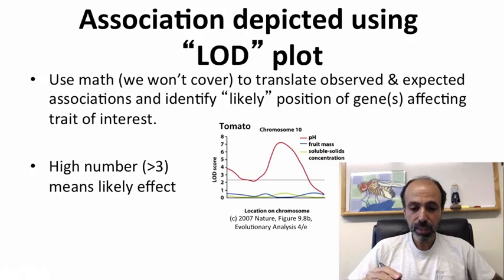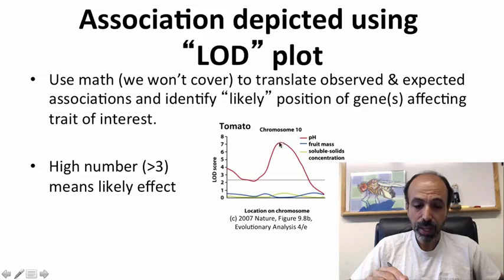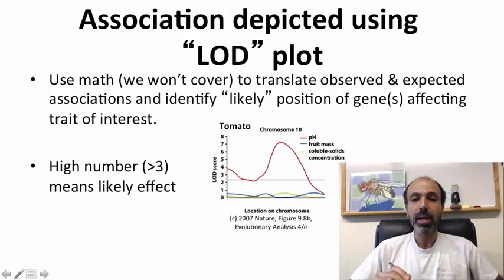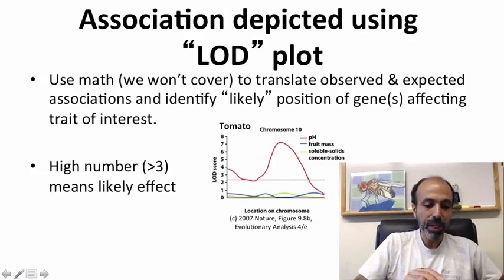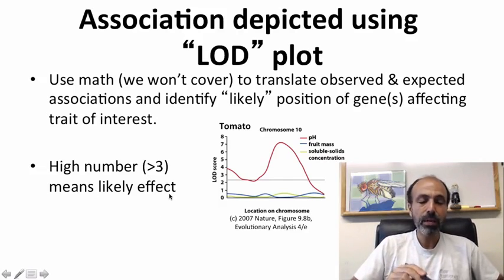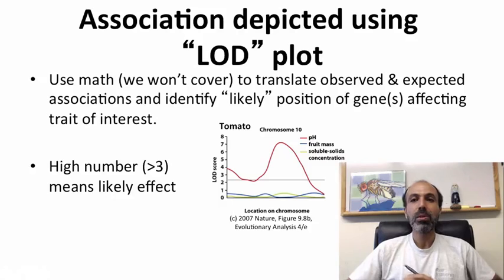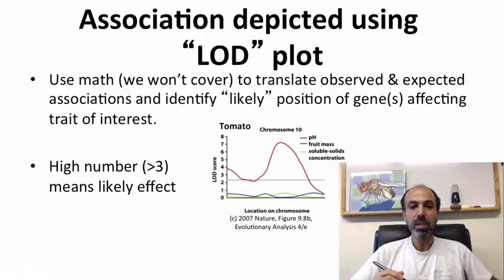So in this case, this is looking at various traits associated with tomato, and pH here is very well explained. And you see, looking across chromosome 10, there's an area here where a lot of the variation in pH is explained, and there's areas where it's not. Now, typically speaking with LOD plots, a high number means a more likely location for genes causing the effect. Often a cutoff of about 3 is used: if you see a LOD score above about 3, that means you see a statistically significant association.